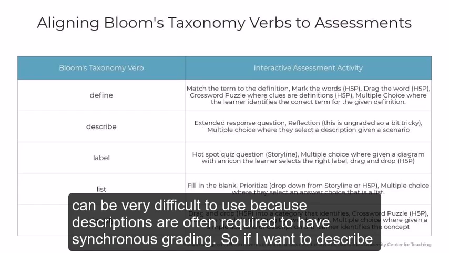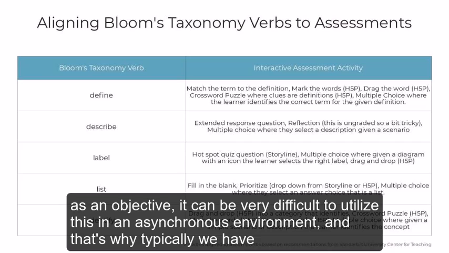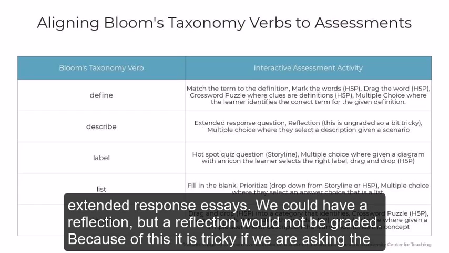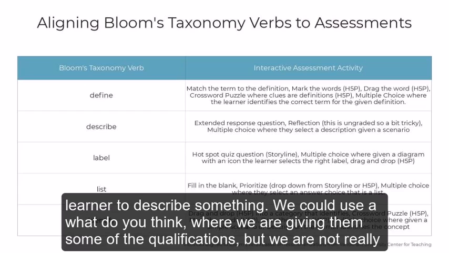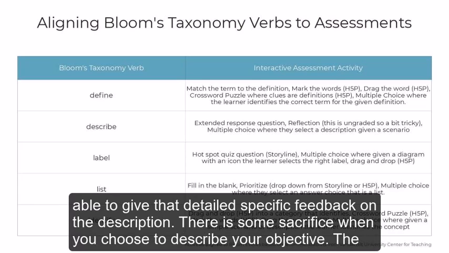So if I want to describe as an objective, it can be very difficult to utilize this in an asynchronous environment, and that's why typically we have extended response essays. We could have a reflection, but a reflection would not be graded. Because of this, it is tricky if we are asking the learner to describe something. We could use a what do you think, where we are giving them some of the qualifications, but we are not really able to give that detailed specific feedback on the description.